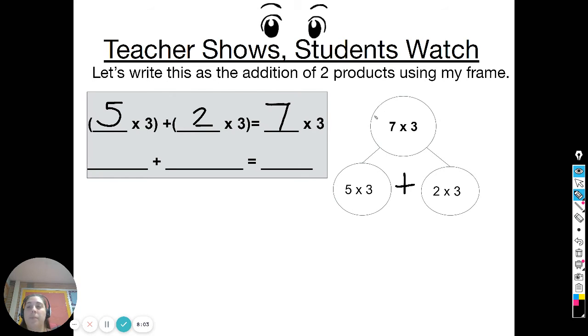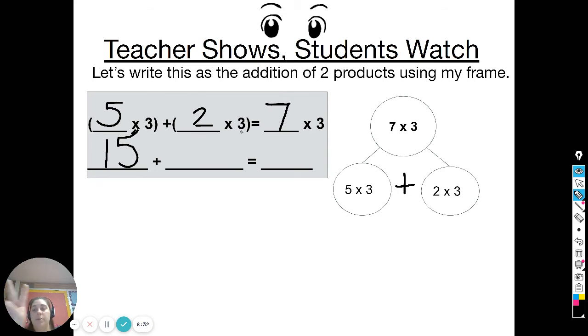Okay. So now we're going to have to solve. So we're doing 5 times 3, or 5 rows of 3. So we're going to count by 3s 5 times. Ready? 3, 6, 9, 12, 15. 5 times 3 equals 15.